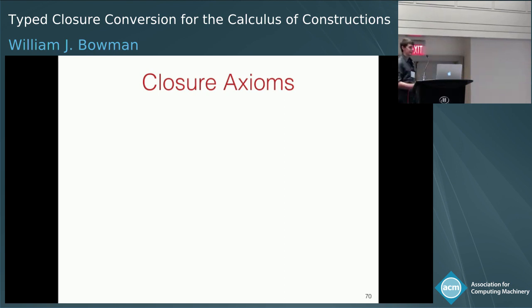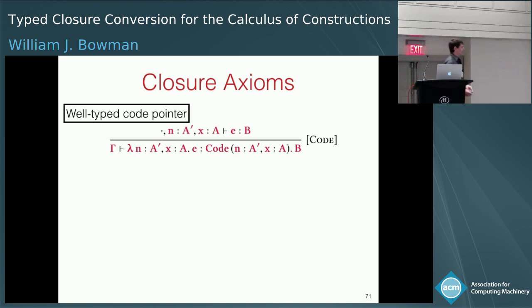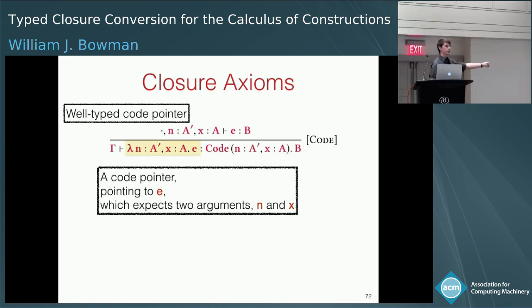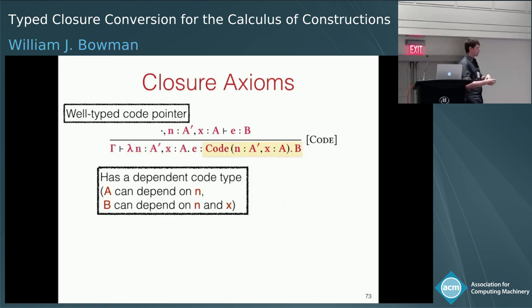So, here are my closure axioms. First one tells us when a code pointer is well-typed. So this says that we have a code pointer pointing to E, which expects two arguments, some data n and some argument x, where n has type A prime and x has type A. And it has this dependent code type, which says that this is a code pointer and it expects an n of type A prime and x of type A, where A can depend on n, and the result type is B, and B can depend on n and x.